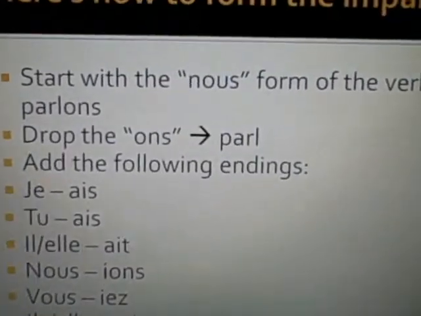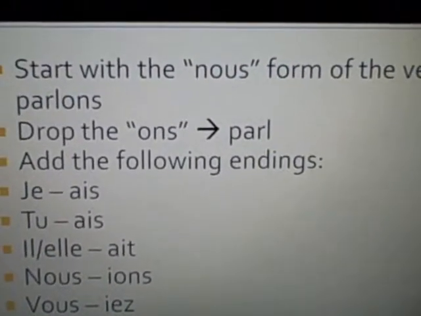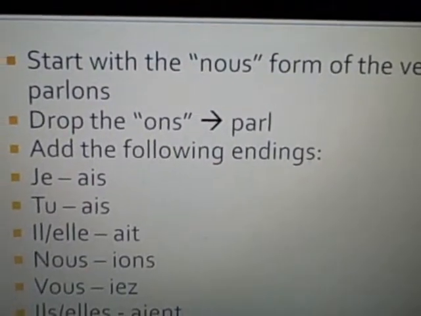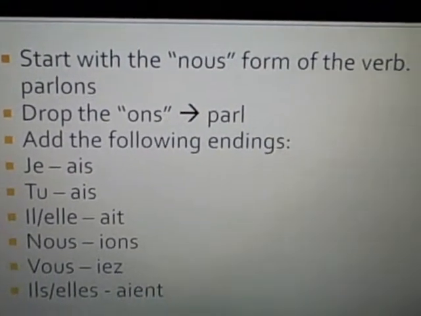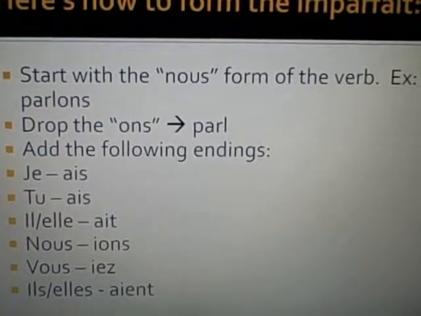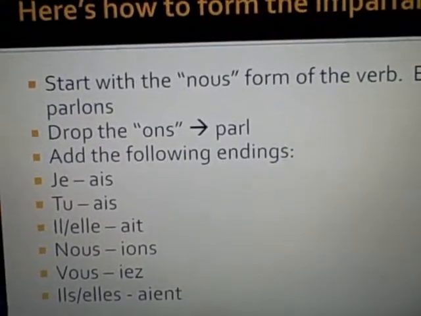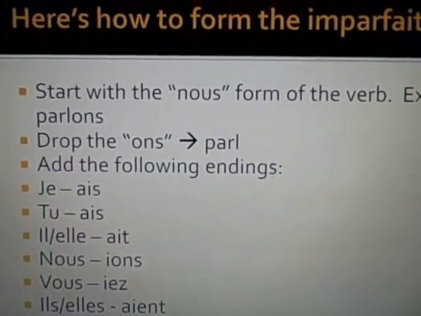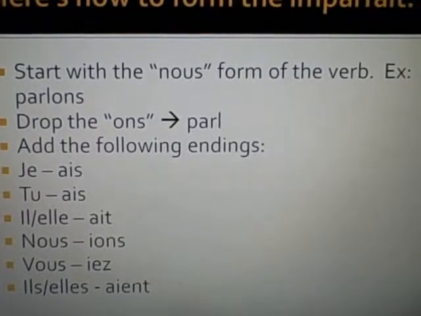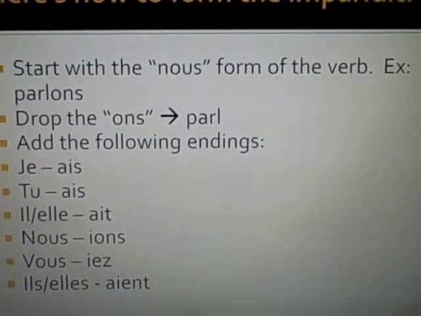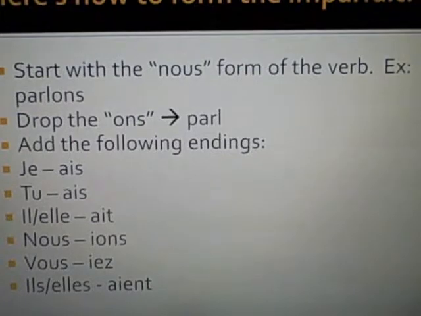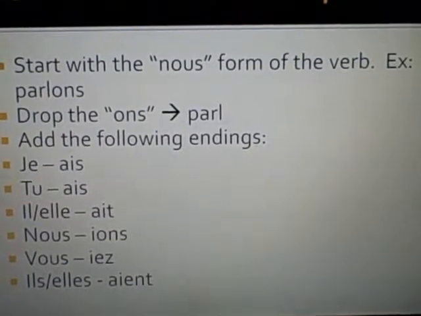Now, here's the important part. How do we form the imparfait? In order to form the imparfait, you need to start with the nous form of the verb, the one that matches the pronoun nous. If you're not clear on how to get the nous form of the verb in the present tense, then you need to go back and review that. There are 2 other videos that discuss how to form it.